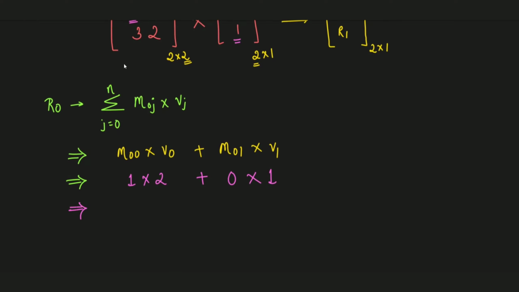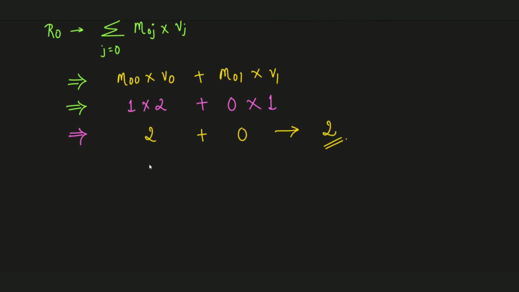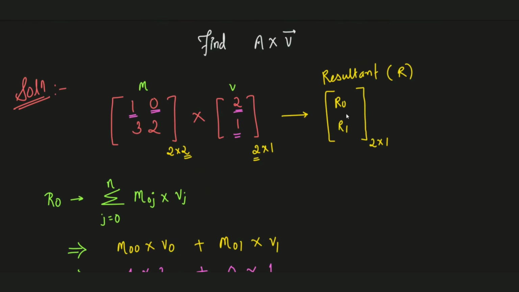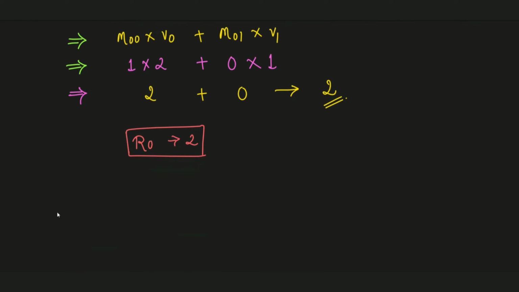So let's calculate this. Here 1 multiplied by 2 is 2, plus 0 multiplied by 1 is 0. So we are getting 2 plus 0 as 2. Here you can see that we have got the R0 value, which is 2. That is why the value that will be present at the 0th location in the resultant matrix will be 2. So I hope this is clear, how to multiply with the help of this summation formula and get that particular location element. Now we have calculated the 0th location element.